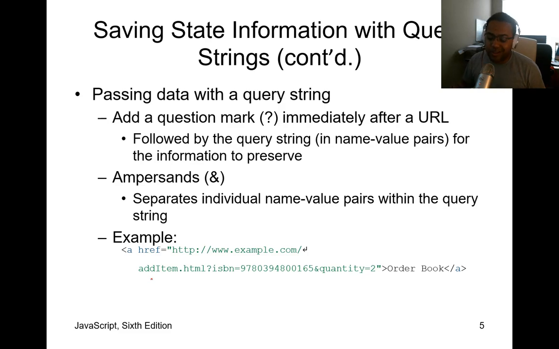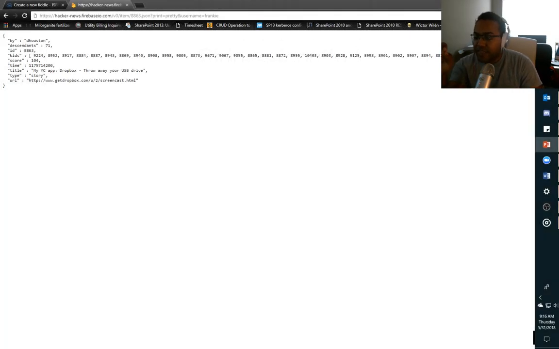Passing data with a query string has its ups and downs. It's the fastest way to do it, but it's plain text. Obviously, you can see in this example that we see print equals pretty. We see username equals Frankie.